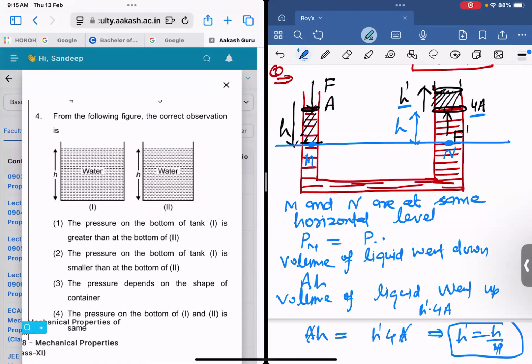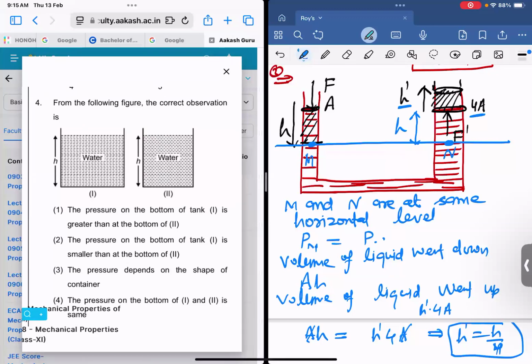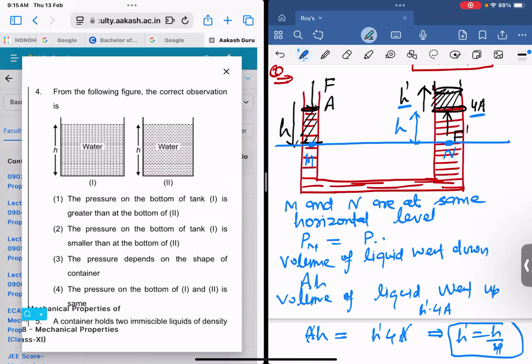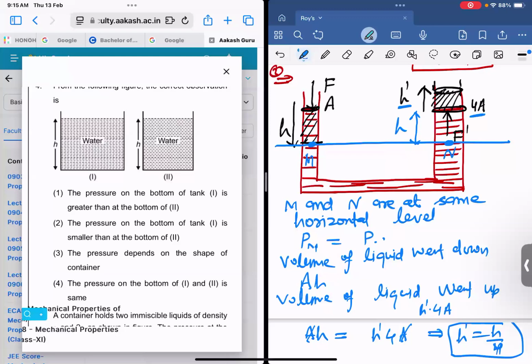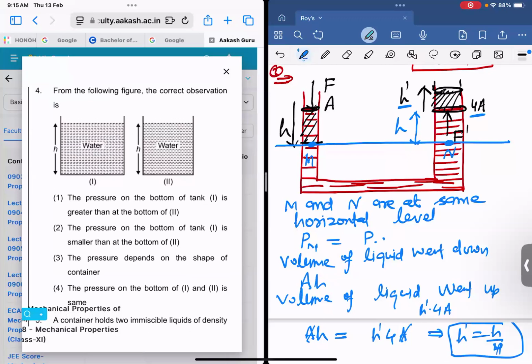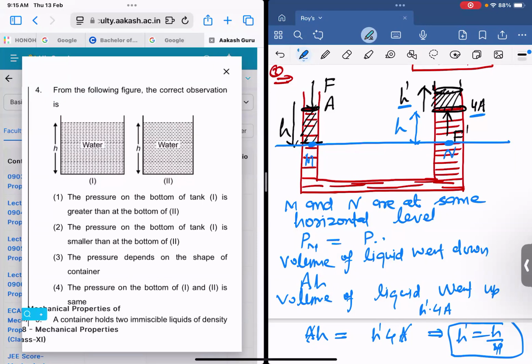Question number 4 says, from the following figure, the correct observation is what? First, the pressure at the bottom of tank 1 is greater than at the bottom of the second. Second option is the pressure at the bottom of tank 1 is smaller than at the bottom of tank 2. Third is the pressure depends upon the shape of the container. And 4 is the pressure at the bottom of 1 and 2 will be the same. Just read carefully and tell me which option you think is correct.